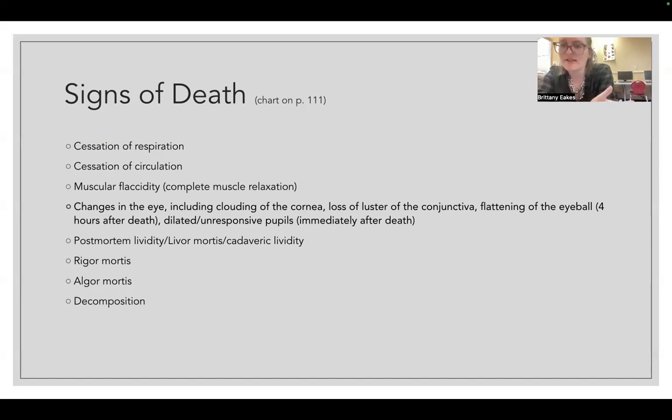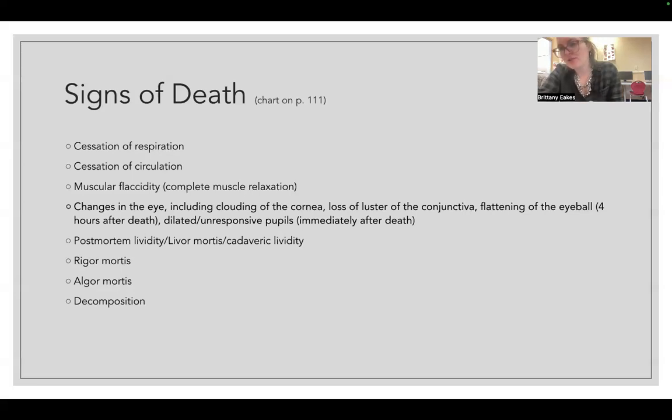Primary flaccidity is where the body first loses that, it's complete muscle relaxation. Changes in the eye, you'll want to know the changes in the eye are a sign of death. There's going to be a clouding of the cornea, a loss of luster of the conjunctiva, flattening of the eyeball. This can occur up to 4 hours after death, whereas immediately after death, there are those dilated, unresponsive pupils.